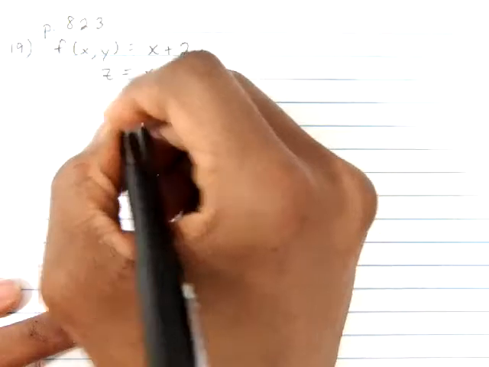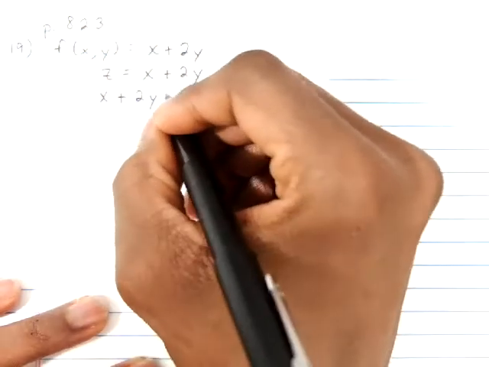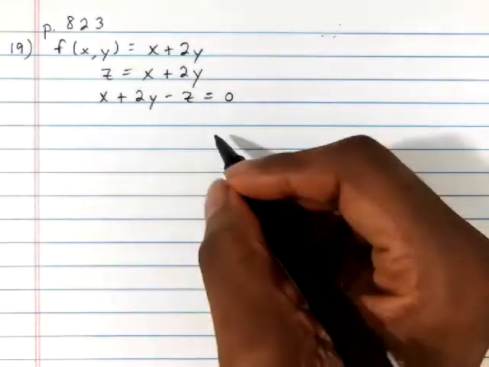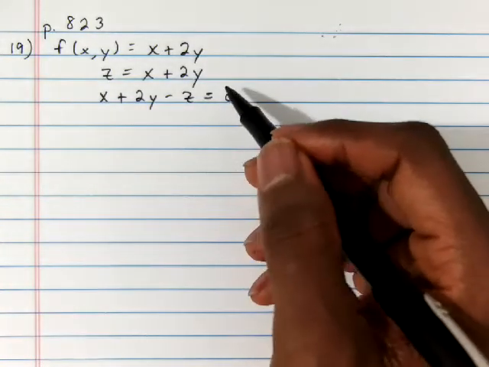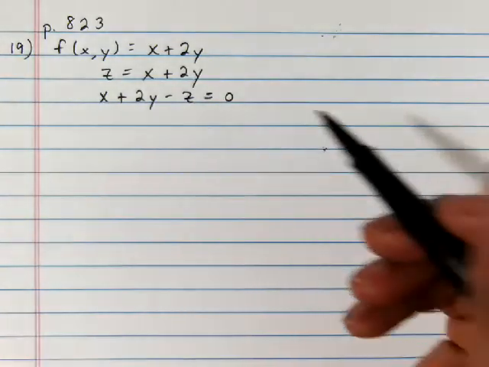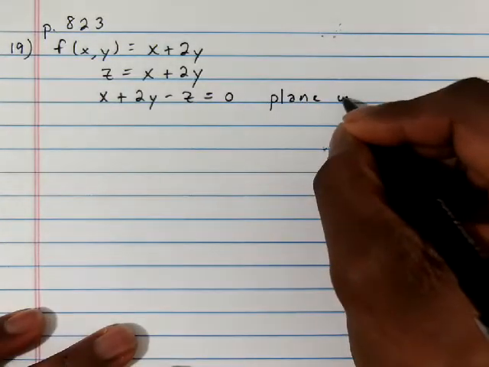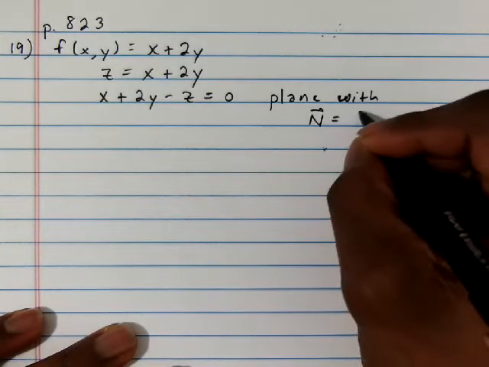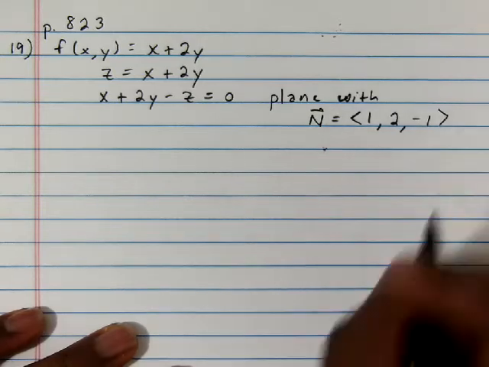So here, let's put everything on one side. This is the same as x plus 2y minus z equals 0. If we had some constant term, we would leave the constant term over there, but we don't have any constant terms in here. So we can see now this is a plane with normal vector n equals 1, 2, -1.